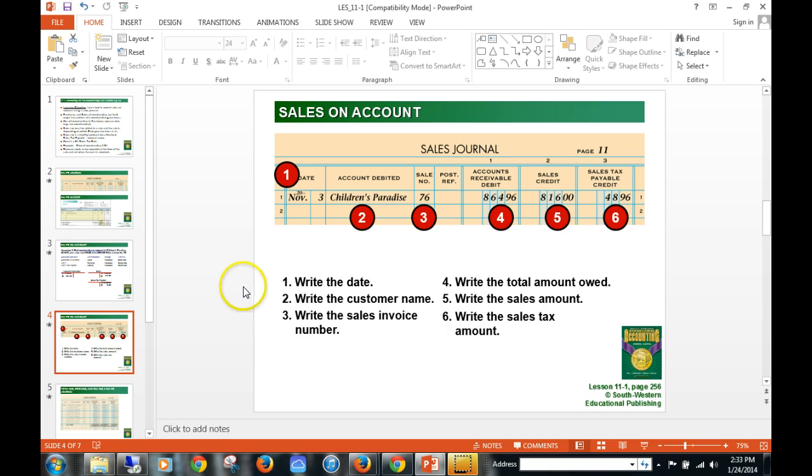Here's how it's going to look in the sales journal. Again, unlike the general journal where we would have 2 accounts affected, we still do have 2 accounts affected. However, since this is a special journal, we only need to record it onto one line.